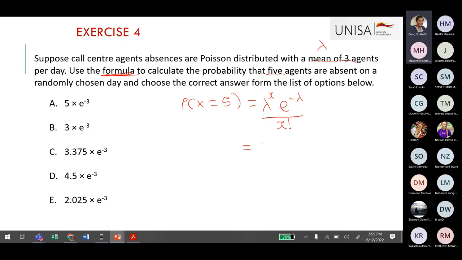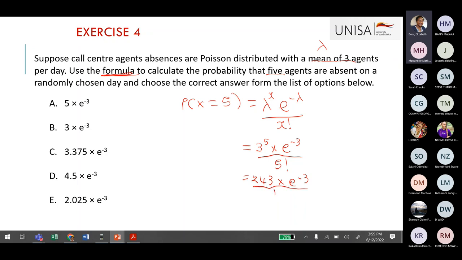So what is our lambda? Our lambda is 3. Our x is 5. You can use multiply as well since they are using multiplication everywhere. Multiply by e to the power of minus 3, divide by 5 factorial. So what is 3 to the power of 5? It's equal to 243. That is 243 times e to the power of negative 3.